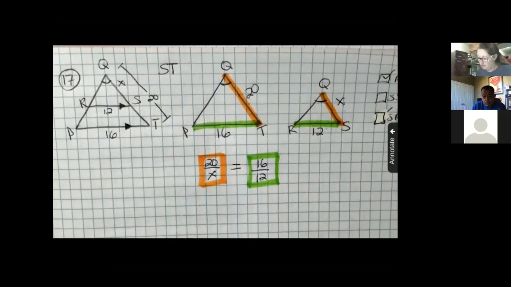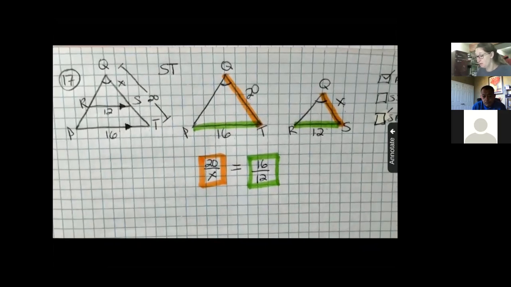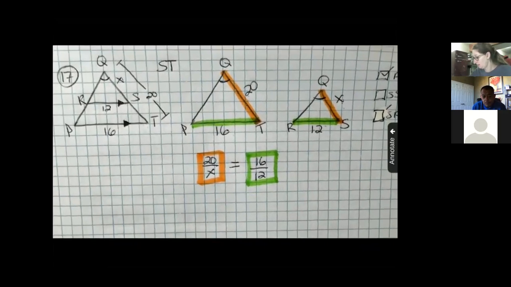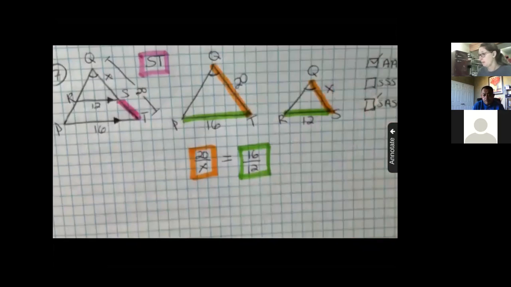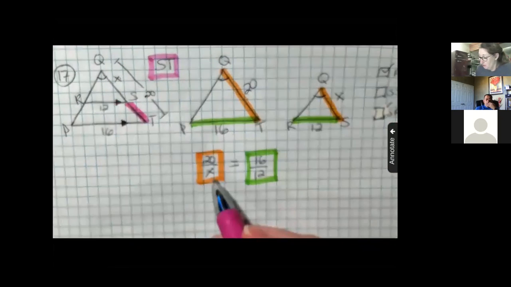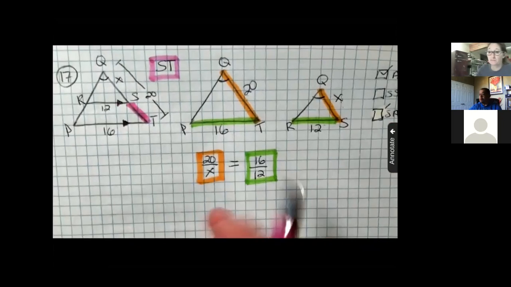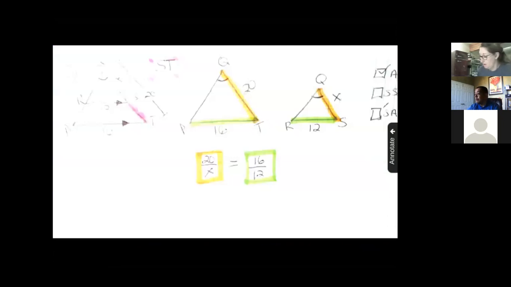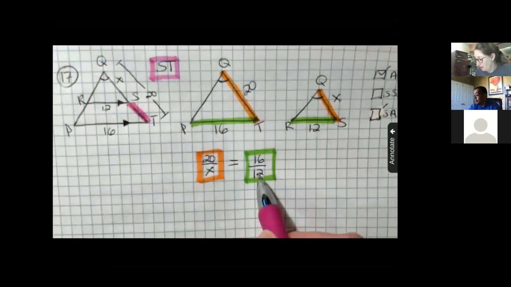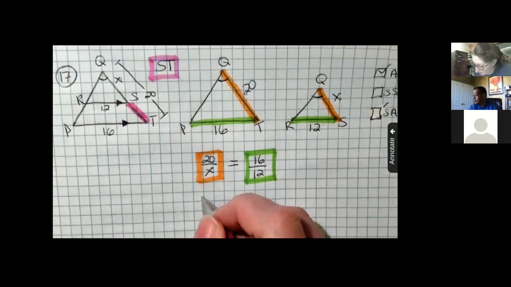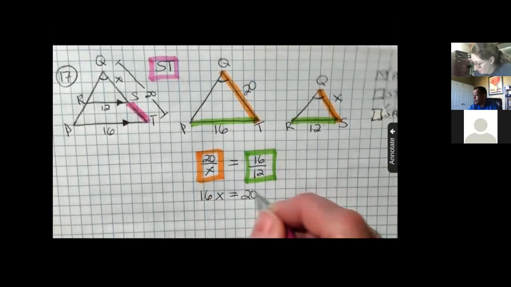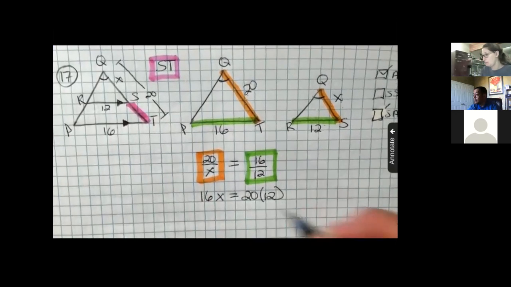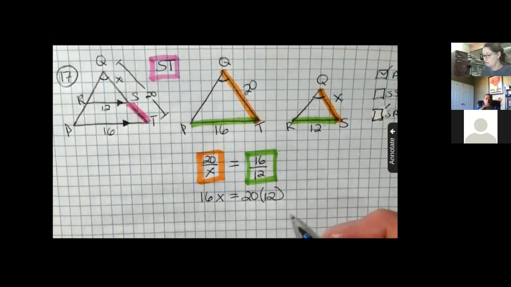Okay, so I'll show you how we find that. They're asking for this, let me put that in pink. So we'll get back to that in a second. So we cross multiply. How do we cross multiply? We take 16 times X. I like to have my X's over here. And 20 times 12. And it can be 12 times 20. It doesn't matter. It's going to end up being the same thing.